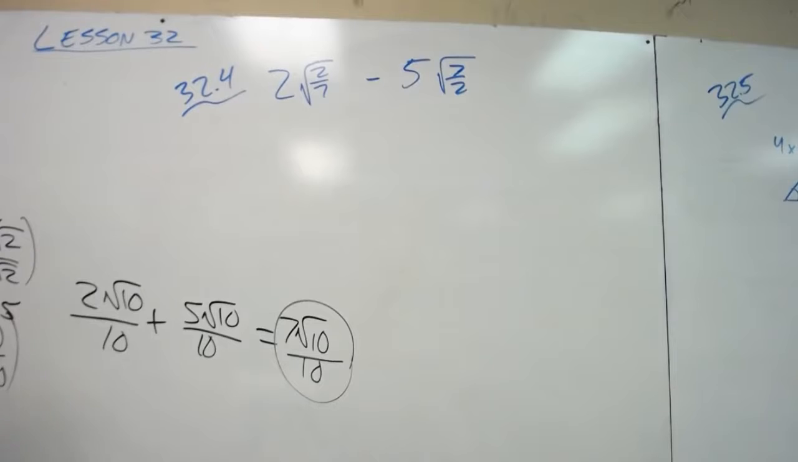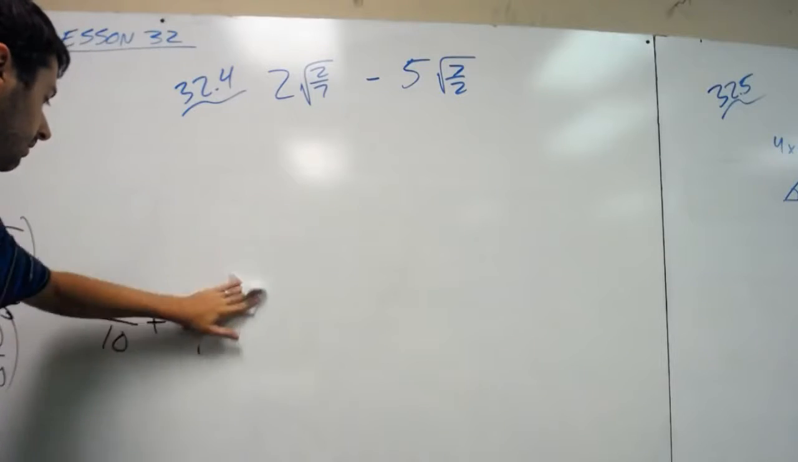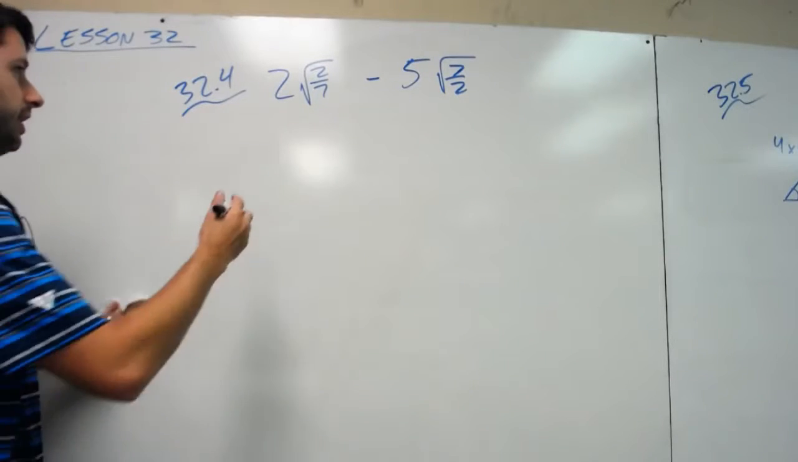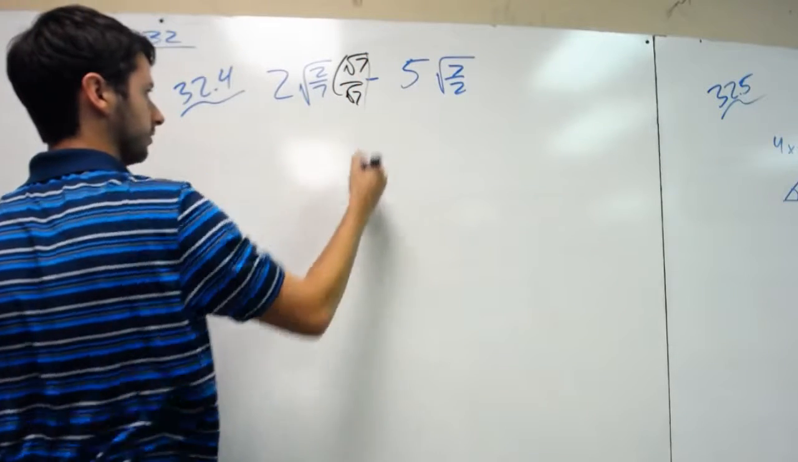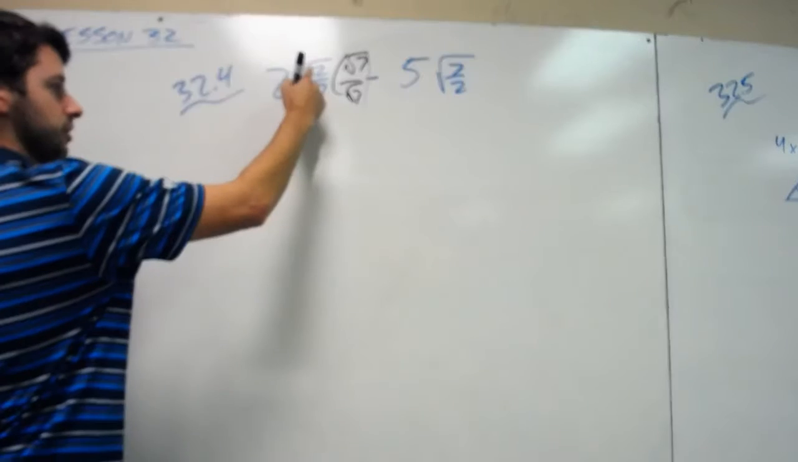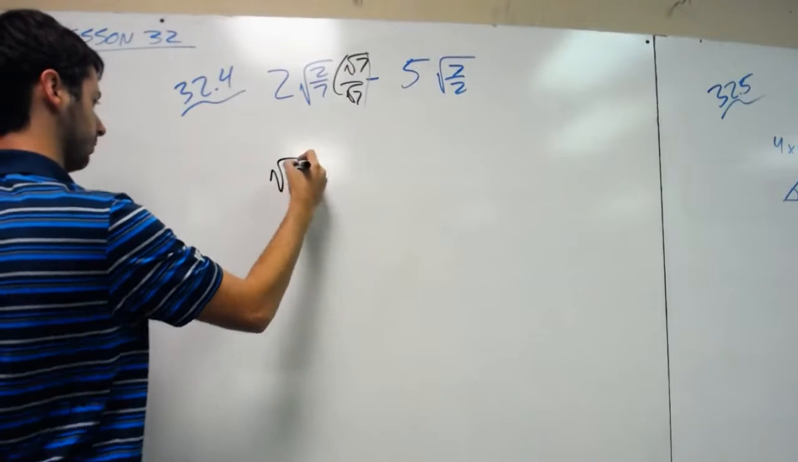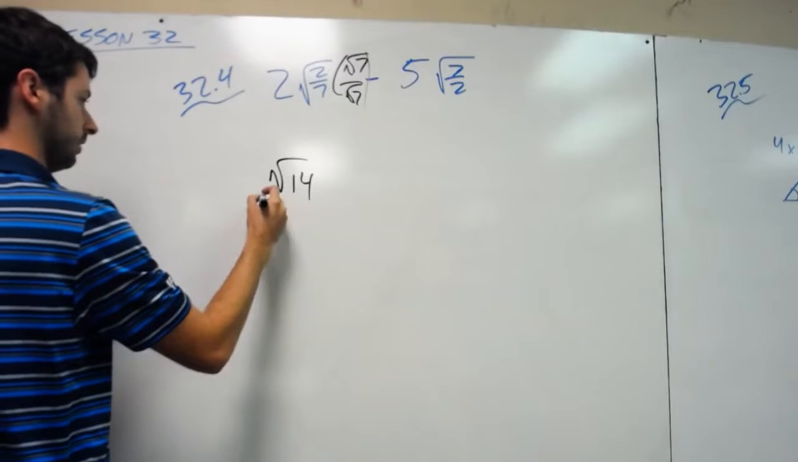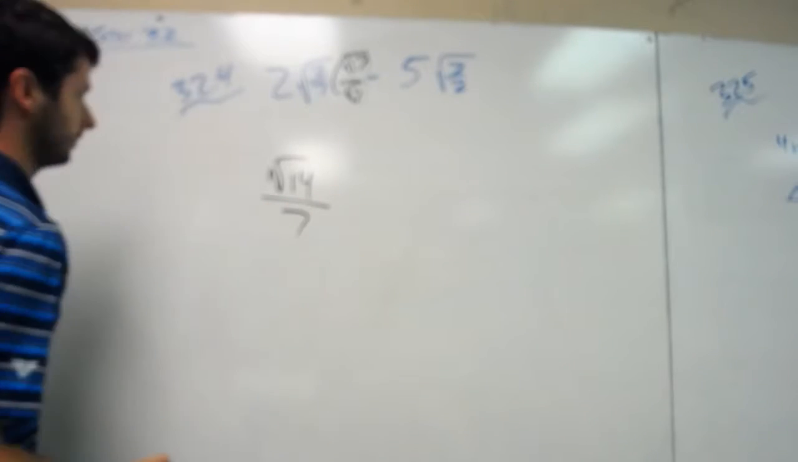Well, we start the same way. Got to get rid of the radical in the denominator. So in the first one, we're going to multiply by radical 7 over radical 7. Also throws a negative at us. Square root of 2 times square root of 7, square root of 14, over square root of 7 times square root of 7, 7.